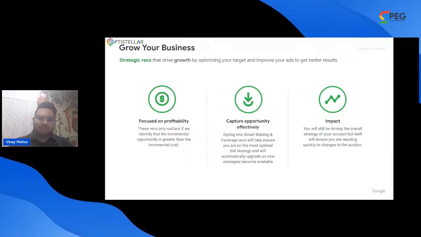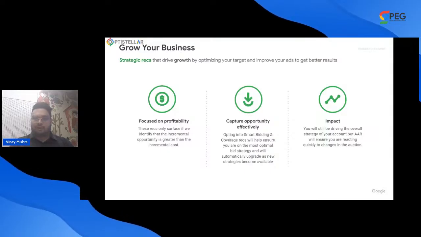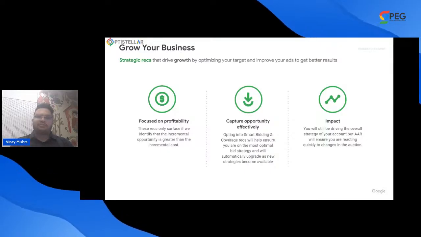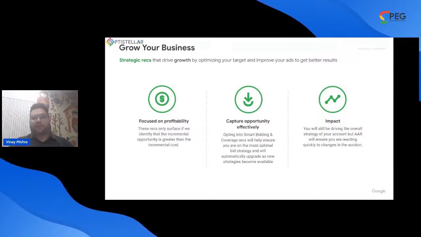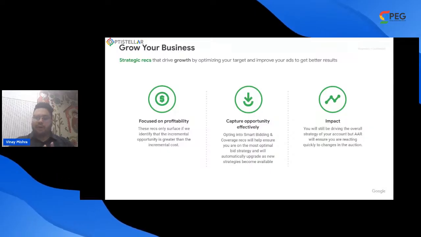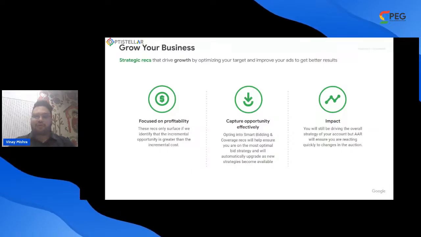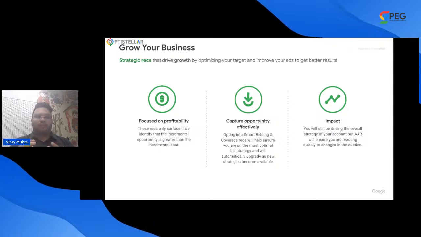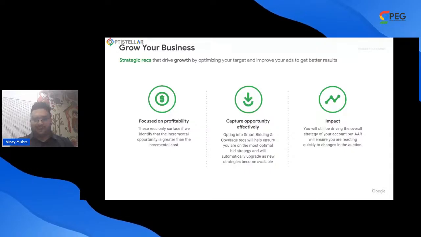So, as we know, when we are talking about auto apply recommendations, we are now in the stage where we are focusing on goals and profitability, right? Here, with auto apply recommendations, with the goal that you have set for your campaign, it identifies the incremental opportunities which will help you get more conversions at an incremental cost at the same time, and capture the opportunity effectively.